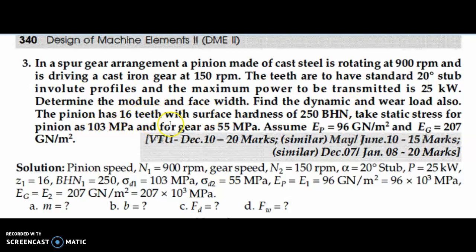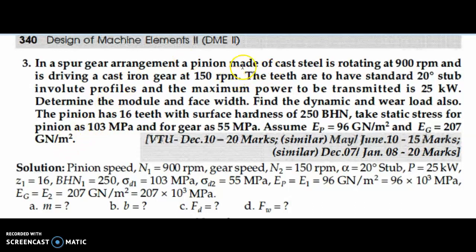The pinion has 16 teeth with surface hardness of 250 BHN. Take static stress for pinion as 103 megapascal and for gear as 55 megapascal. Assume E_P is 96 giganewton per meter square and E_G, that is Young's modulus for gear, is 207 giganewton per meter square. So first of all, we can go through that question and identify the given parameters.